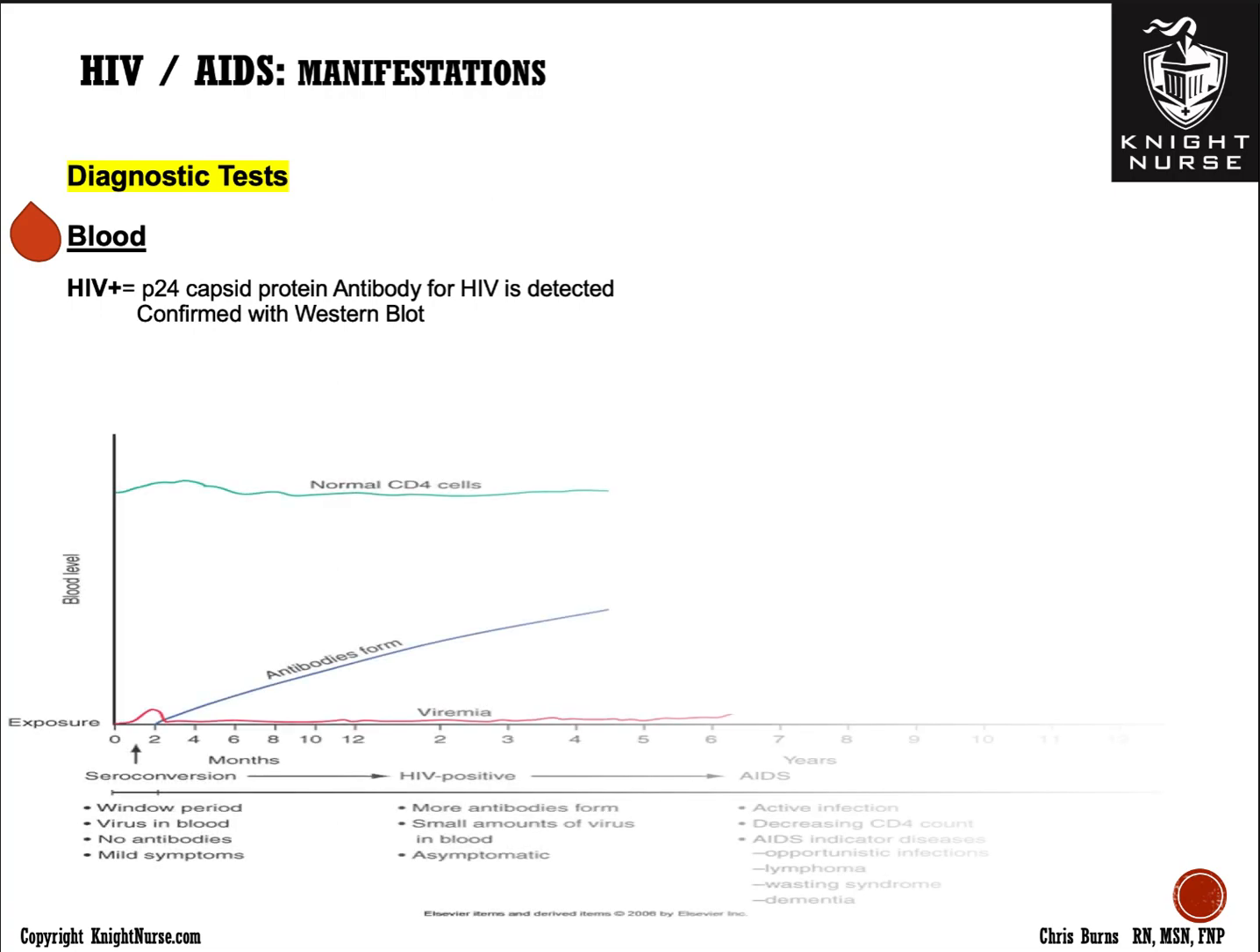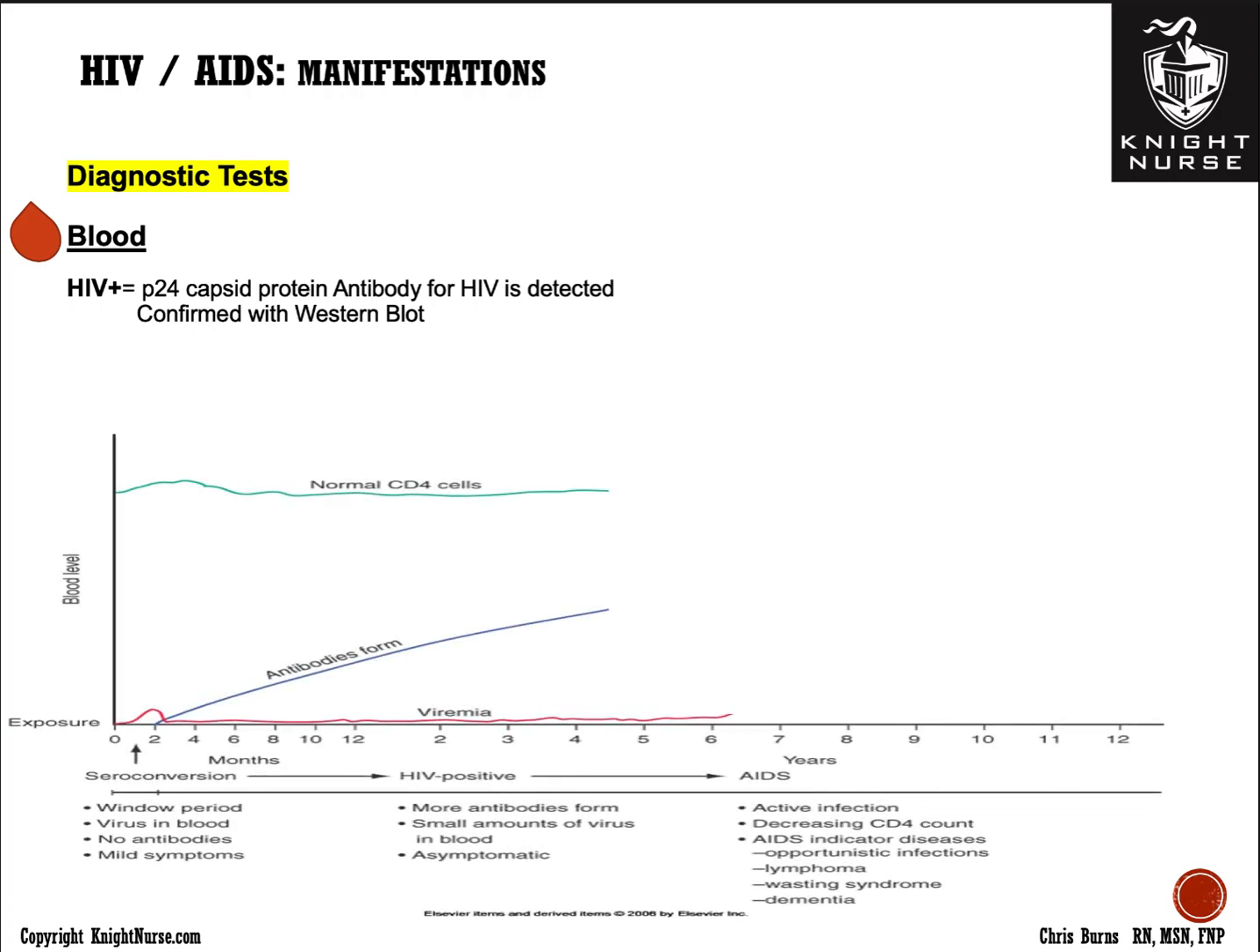So what are some manifestations of AIDS? Well, we have some diagnostic tests. First up, in the blood, what makes you HIV positive? That's where the detection of the P24 capsid protein antibody for HIV, and it's confirmed with Western blot. That's what makes you HIV positive.